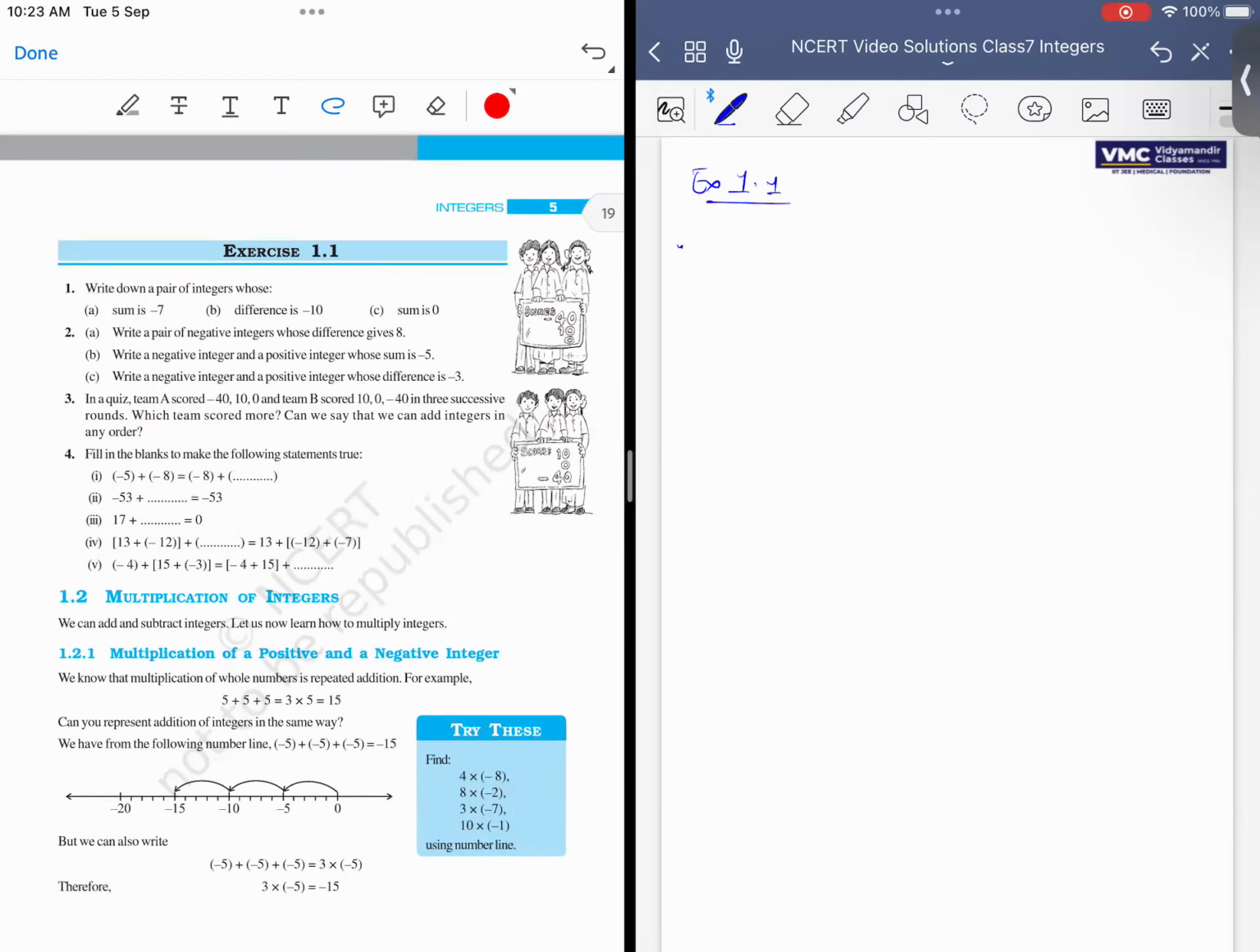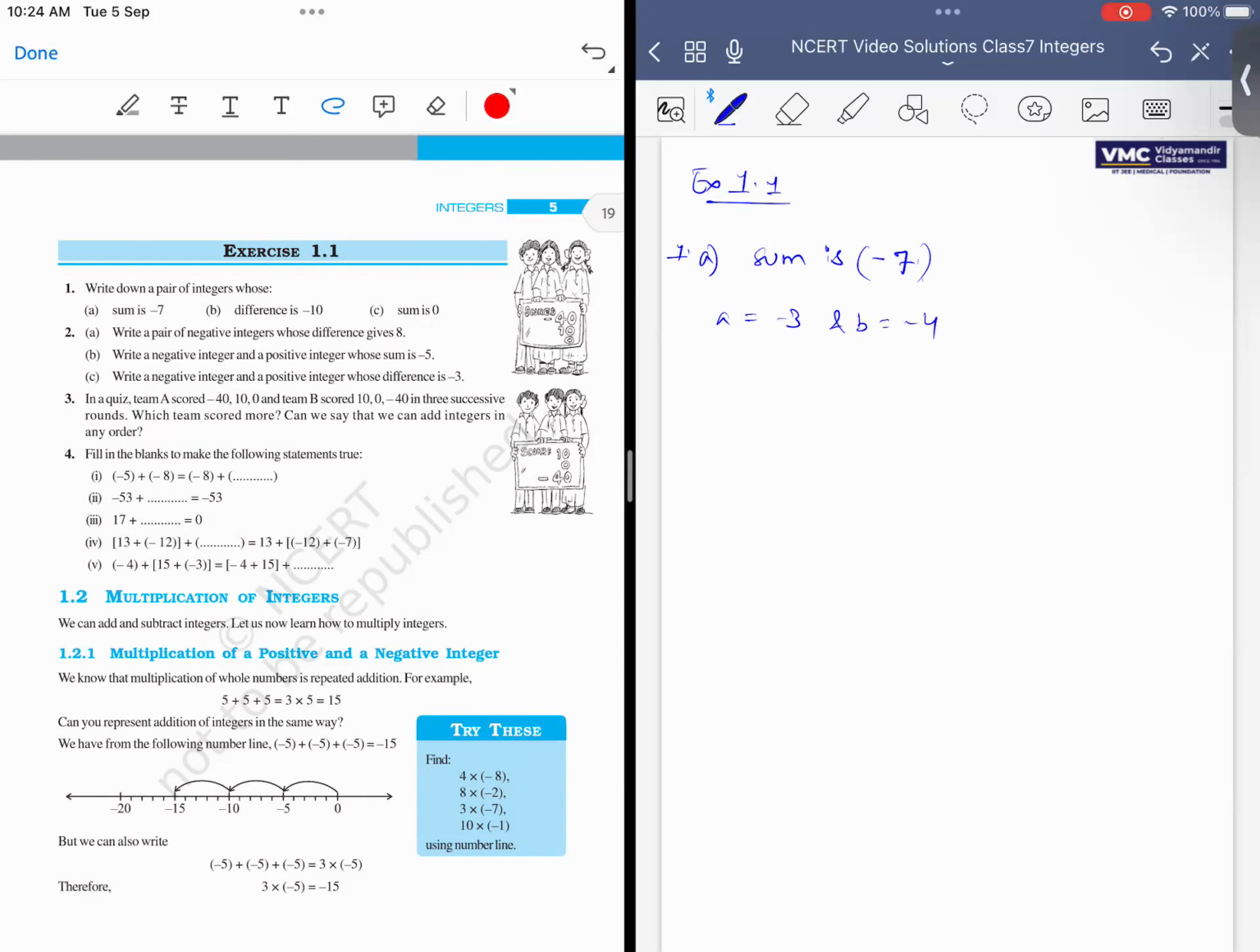Question 1. A part is asking for a pair of integers whose sum is -7. Now, when does this happen? It can either happen that both the integers are negative, or one is positive and one is negative.